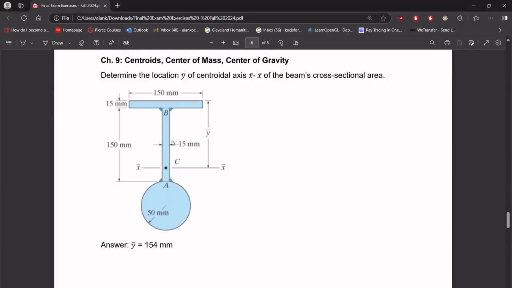All right, for this problem, we're given this assortment of shapes, and we want to find the location of the centroid, but only the y location of the centroid.